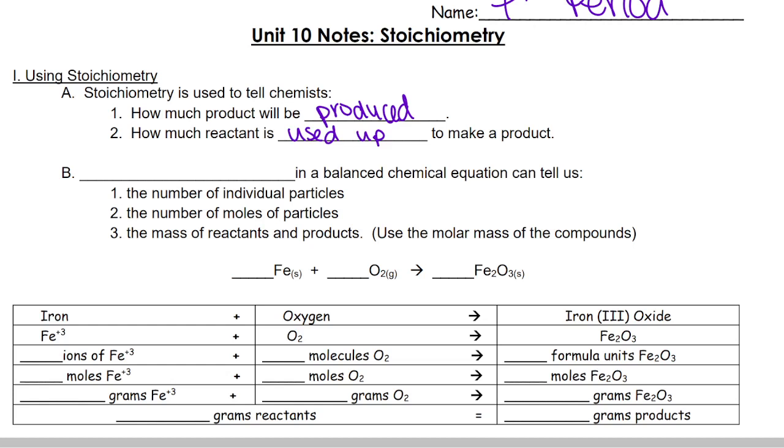And then part B here says that coefficients in a balanced chemical equation can tell us a number of things. So 1 is the number of individual particles of each thing in the reaction. 2 is the number of moles of particles. And then the third thing is that we can use the mass of the reactants with the molar mass of the compounds to figure out the total mass of each thing in our equation.